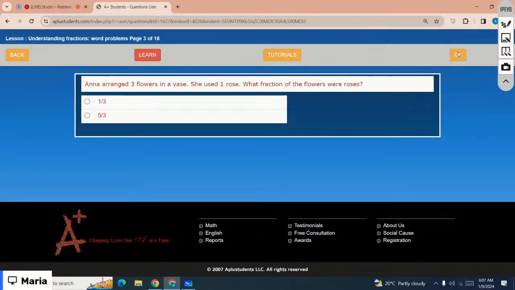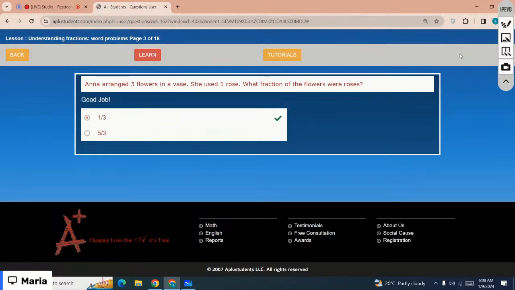The next one is Anna arranged 3 flowers in a vase. She used 1 rose. What fraction of the flowers were rose? Which is the correct option? The total flowers are 3. Yes, that is 1 out of 3. Option number 1 is the correct option.